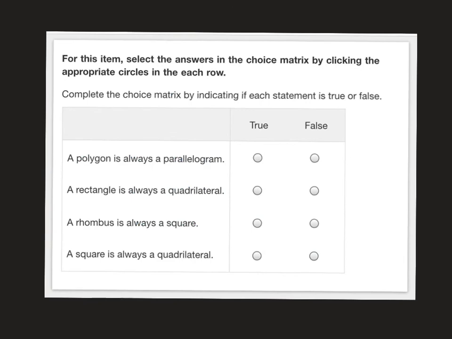Guess what? Another choice matrix. I just noticed that we weren't doing so well with these as a whole, so that's why I'm giving you so many of this type.